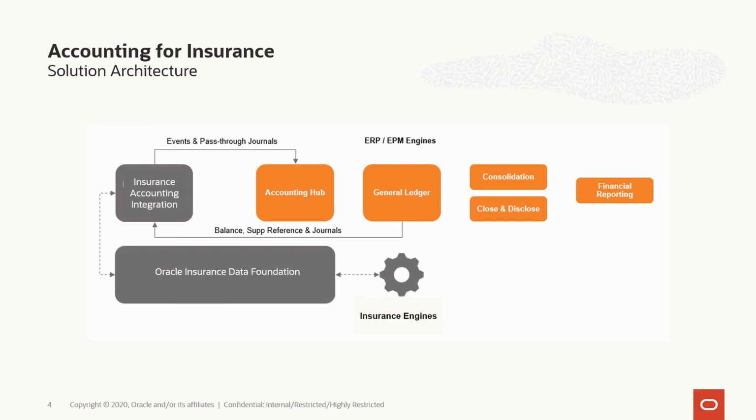Because you will note that the analytical pieces here are depicted in gray, and those blocks in amber represent the ability for Oracle systems to perform accounting rules, have a repository for events and subledgers, a general ledger, and facilities for consolidation, close and disclose, and of course, financial reporting.